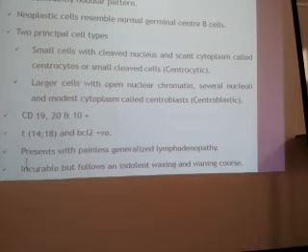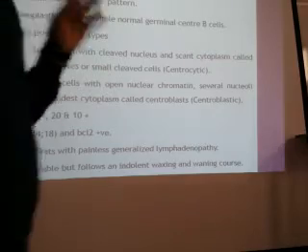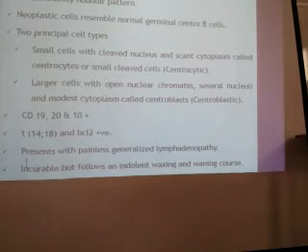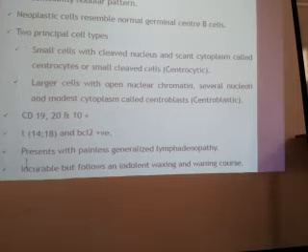So it usually affects middle-aged people. Nodular or follicular pattern. Then neoplastic cells will resemble the normal germinal center cells. What are the normal germinal center cells? In the normal germinal center, you will find two types of cells: centrocytic and centroblastic. We call it in pathology centrocytic and centroblastic.